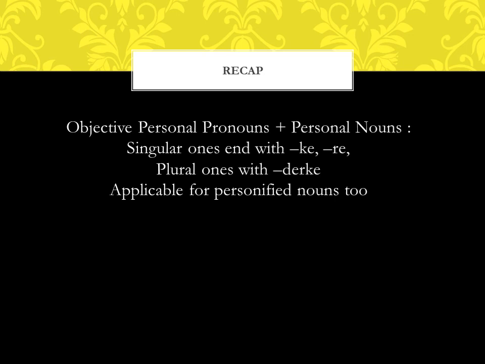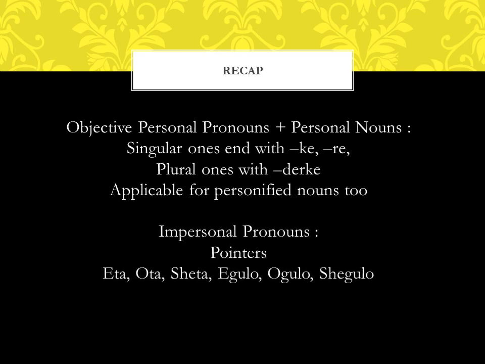In case we are talking about an impersonal object, but we are imbuing it with personal qualities, that is, we are personifying the impersonal object, then also we will treat it like personal nouns and personal pronouns. For impersonal pronouns, we just use pointers. For singular words, eta, ota, sheta. For plural words, egulo, ogulo, shegulo, depending on their location. Impersonal nouns are the easiest. There is no change in their form. We just plug those words into the sentence as they are.